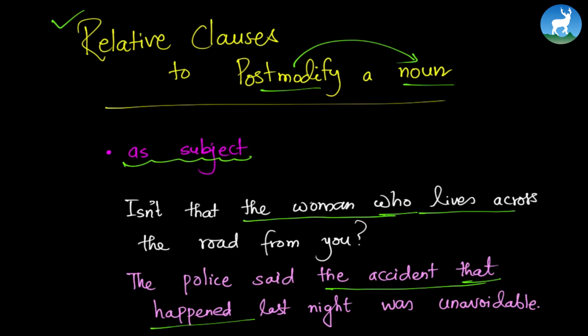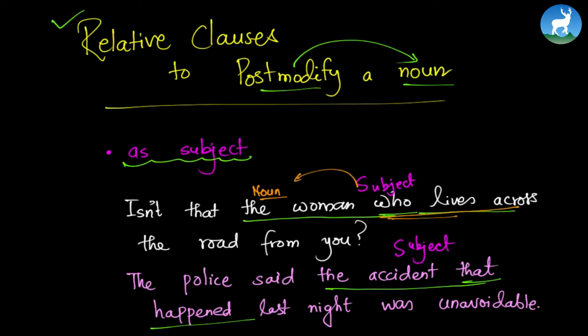So these relative clauses are acting as the subject. These are also known as clauses, sentences, and phrases. So this acts as the subject. This is again acting as a subject. Now what are these subjects doing? These subjects are modifying a noun. Isn't that the woman? Woman is the noun, correct? Isn't that the woman who lives across the road from you? Now who lives across the road is trying to post modify the noun, correct?